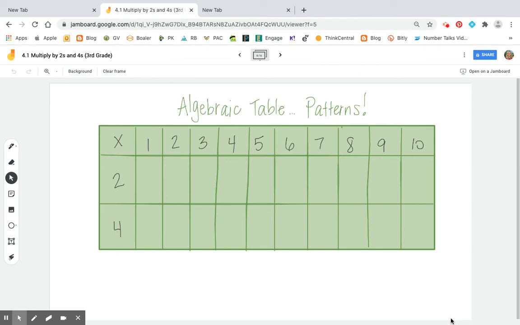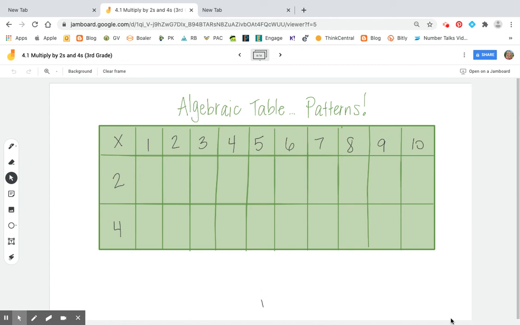So we're going to read this table like this. 2 times 1. And then we're going to put the answer right there. So basically, this is all 2 times something. And then if we go right here, 2 times 1 is 2. 2 times 2 is 4. And so on. So we're going to read the table that way. So basically, we're going to choral count by 2's.